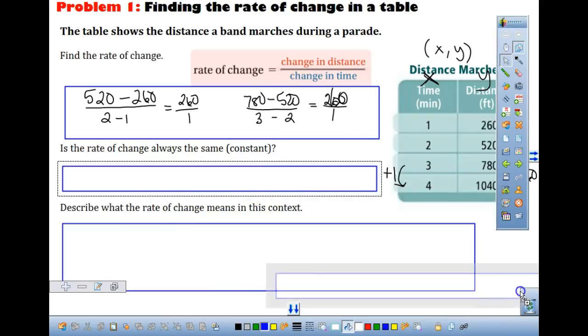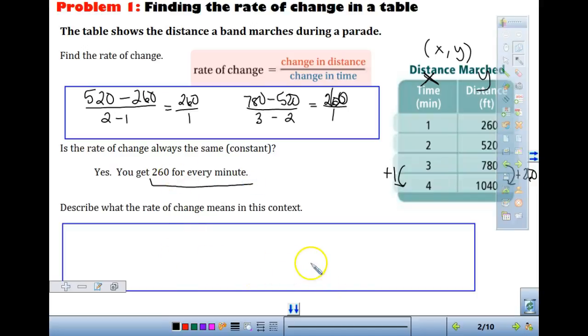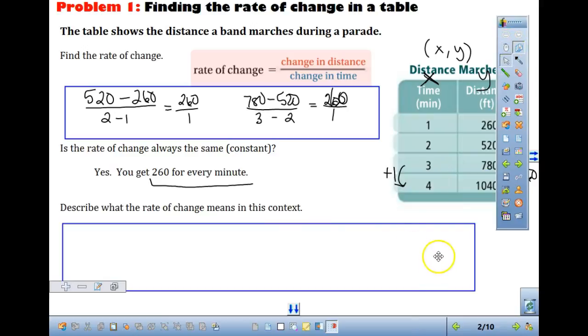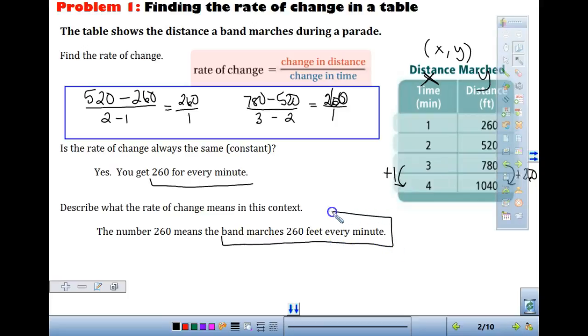So we would say, yes, our rate of change is constant. It's 260 feet for every minute. And it says, describe what it means in this context. So just the 260 per 1 is what we're looking at. And in this context of this situation, we are talking about 260 feet per every minute. So the band marches 260 feet every minute.